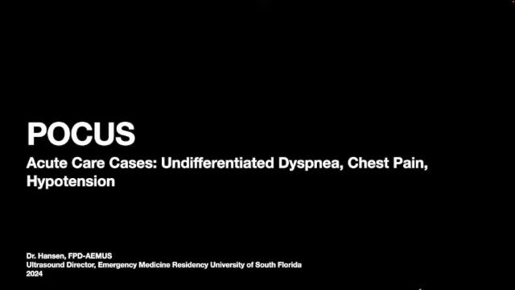Point-of-care ultrasound can be used to assist in some acute care patient cases, such as undifferentiated dyspnea, chest pain, and hypotension. And we're going to speak about a few of them. So let's get started.